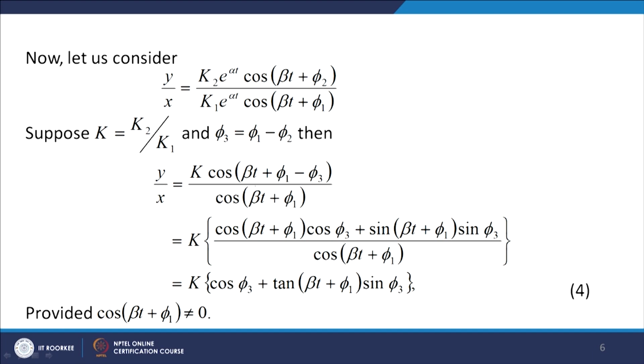Let us expand cos of beta t plus phi 1 minus phi 3. We will have cos of beta t plus phi 1 into cos phi 3 plus sin of beta t plus phi 1 into sin phi 3, divided by cos of beta t plus phi 1. Assuming that cos of beta t plus phi 1 is not 0, what do we get? y over x we get as k times cos phi 3 plus tan of beta t plus phi 1 into sin phi 3.